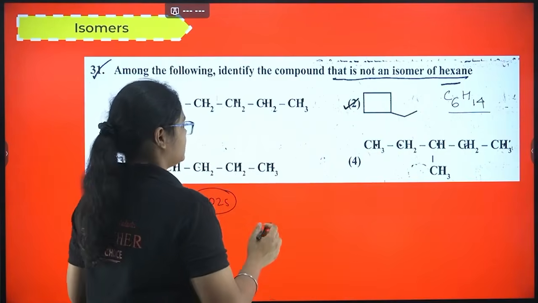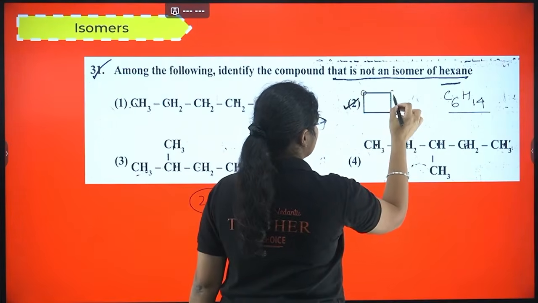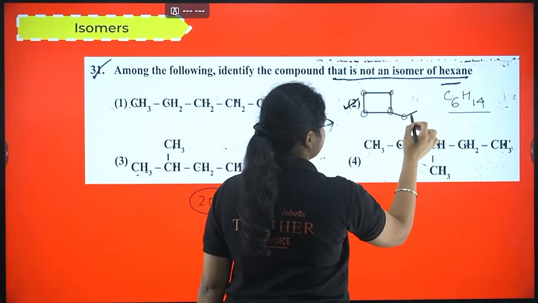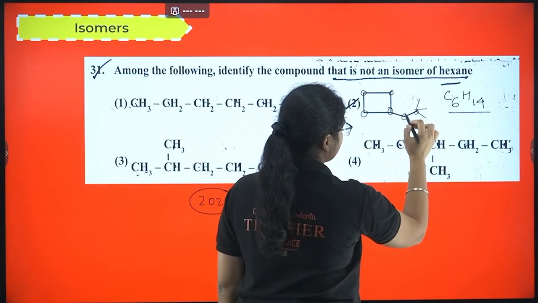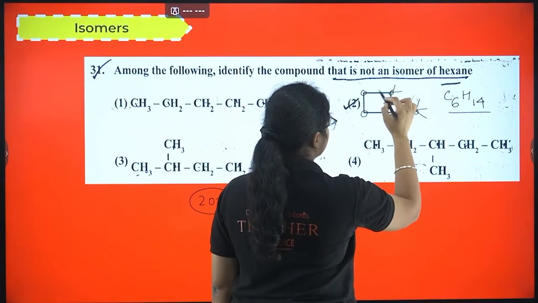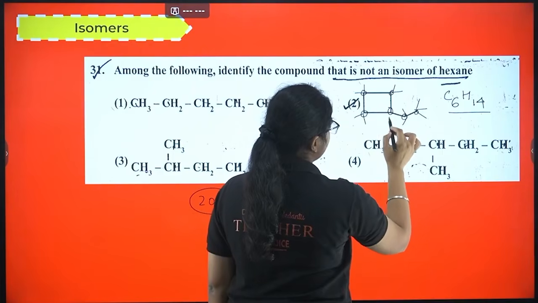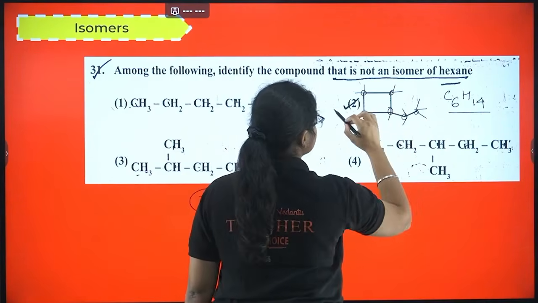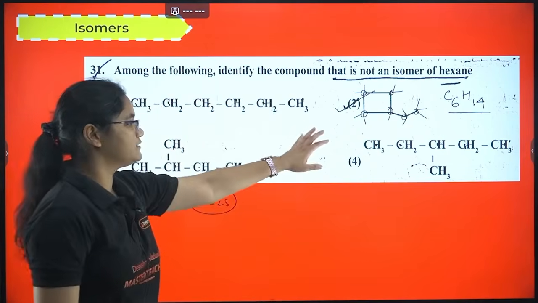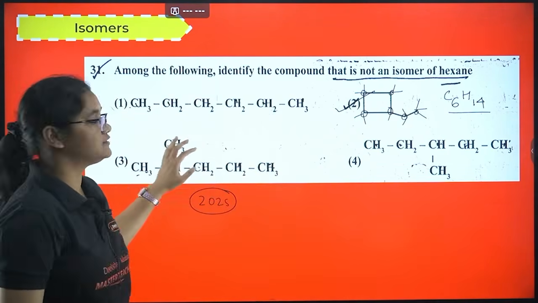Now if you see this particular structure, 1, 2, 3, 4, 5, 6, 6 carbons are there. Hydrogen 1, 2, 3, 4, 5, 6, 7, 8, 9, 10, 11, 12. So hydrogen is not a complete 14. So this is the correct answer. It is not an isomer because the formula is different.